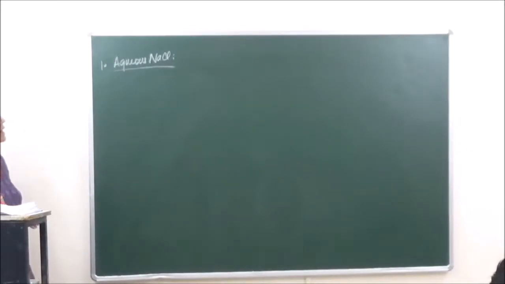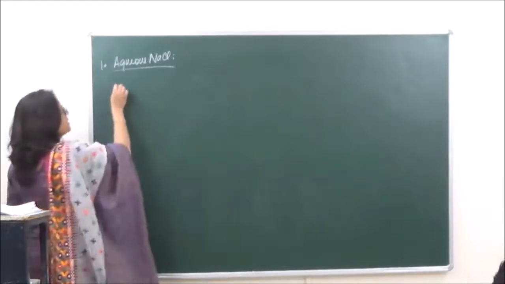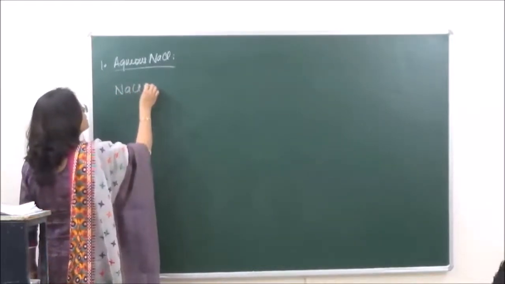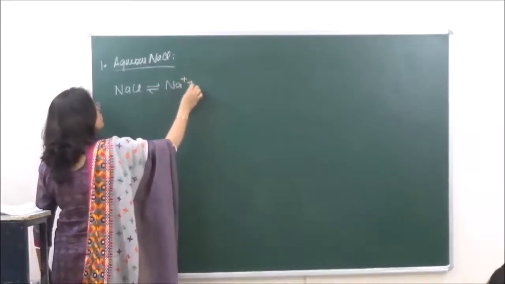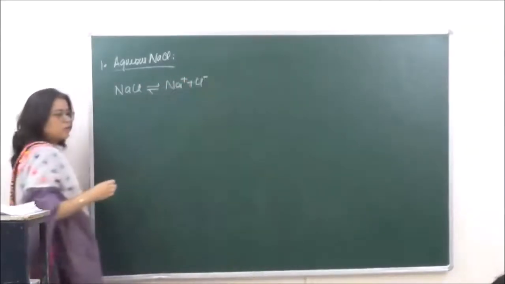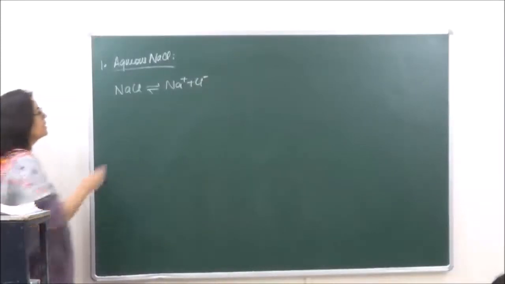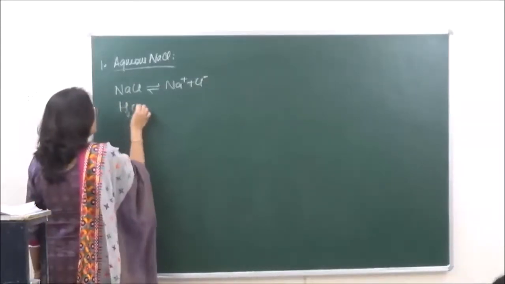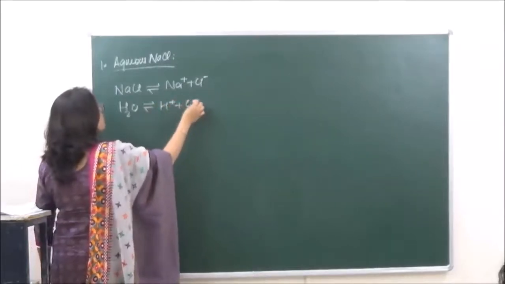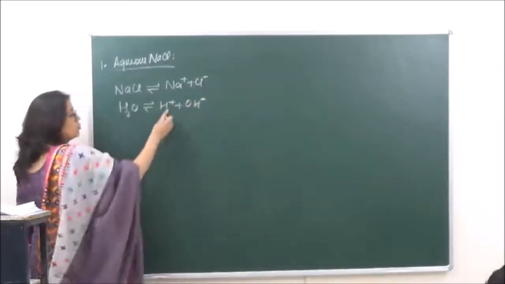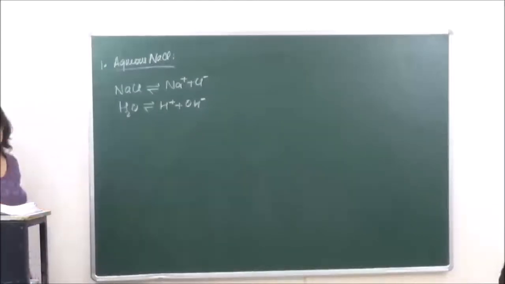Aqueous NaCl, right? Now aqueous NaCl means that we have dissolved NaCl in water. So NaCl is going to dissociate as Na+ and Cl-. Similarly, on passing current, water will also dissociate into H+ and OH-. Although the dissociation of water is not too much, NaCl dissociates much more.